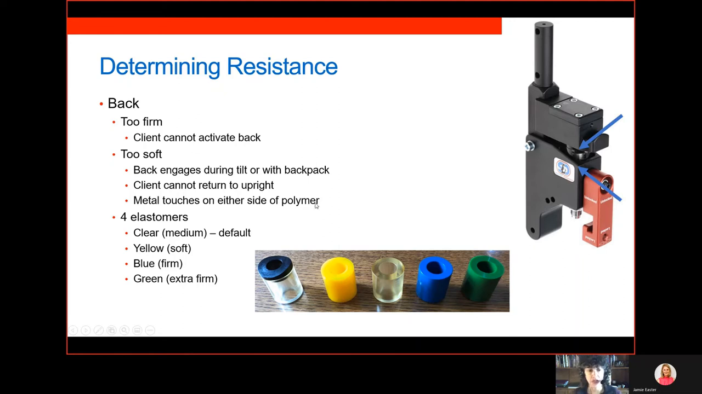The Seating Dynamics dynamic rocker back comes with, again, four elastomers. It comes with clear, which is the default, which is medium. Yellow is soft, blue firm, and green extra firm. This elastomer pictured on the far left is called a rebound elastomer. So within this mechanism are actually two different elastomers: the primary elastomer, which absorbs force from the client, and then a secondary elastomer hiding in here to help the client return to upright smoothly.